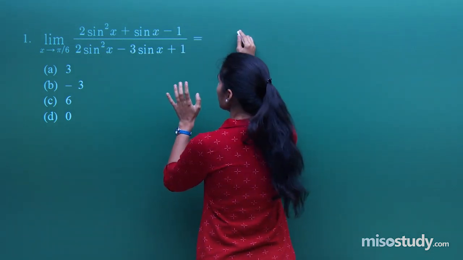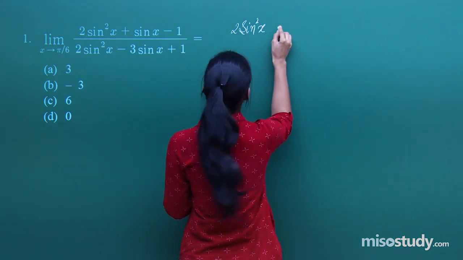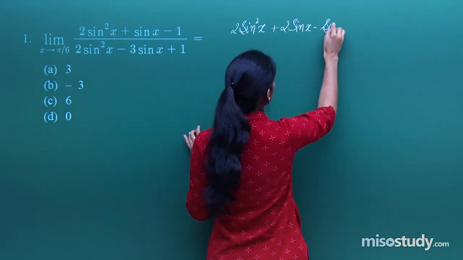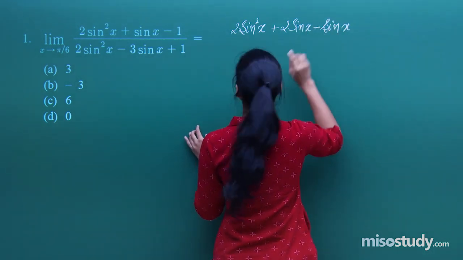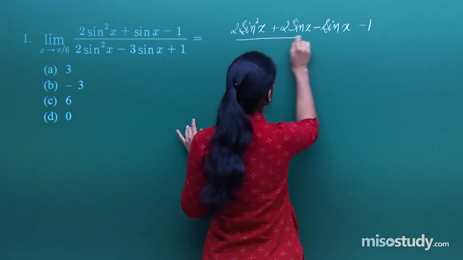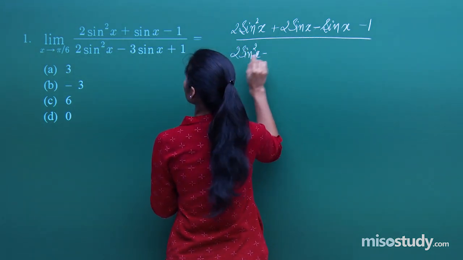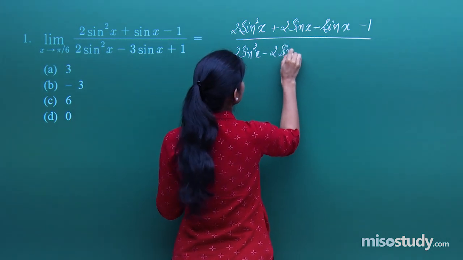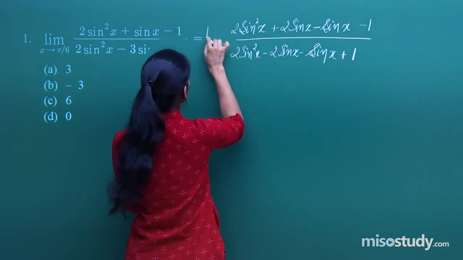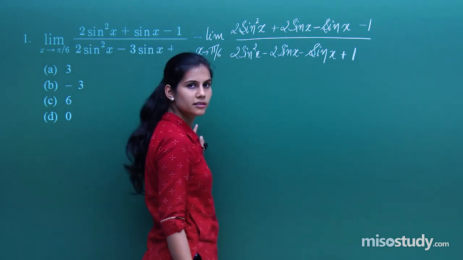The numerator will be broken as 2 sine square x plus 2 sine x minus sine x minus 1, right? And the denominator will be broken up as what? 2 sine square x minus 2 sine x minus sine x plus 1, and you need to evaluate the limit as x approaches pi by 6, right?